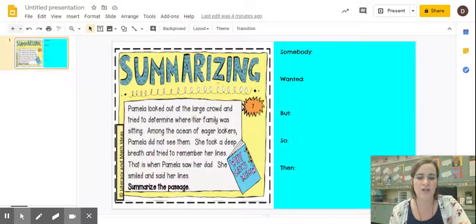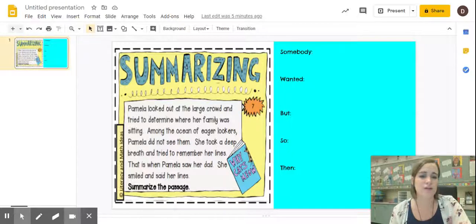Pamela looked out at the large crowd and tried to determine where her family was sitting. Among the ocean of eager lookers, Pamela did not see them. She took a deep breath and tried to remember her lines. That is when Pamela saw her dad. She smiled and said her lines.